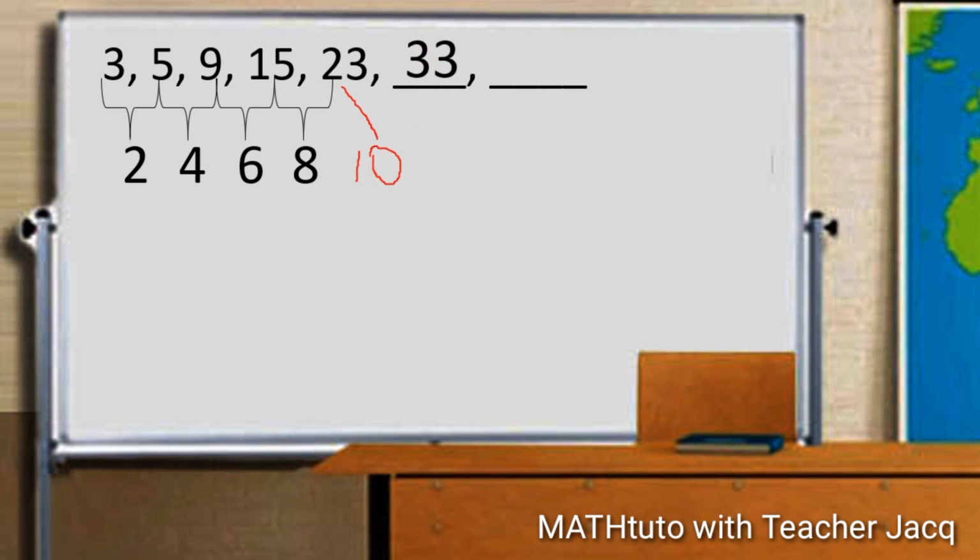And then, ano yung next multiple pagkatapos ni 10 sa multiples of 2? We have, correct, 12. Kasi multiples of 2. So, 2, 4, 6, 8, 10, 12. And then, si 33, dadagdagan mo ng 12. So, 33 plus 12 is 45.